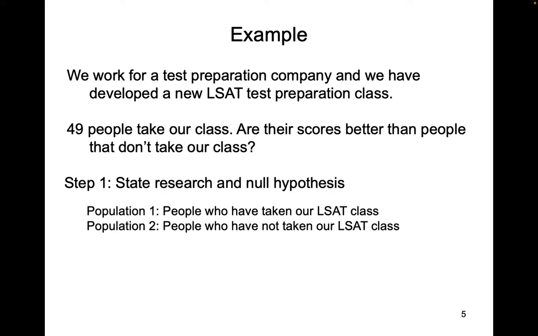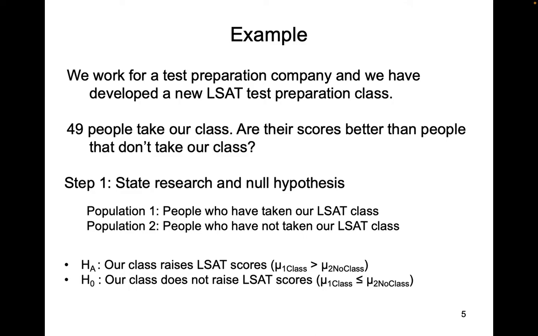Our research and our null hypotheses would be stated in terms of our populations, population 1 being people that have taken our LSAT class, and population 2, those that have not. Given our question, we want to know, are scores better if they take our class than those that don't? We'll state our research hypothesis as our class raises LSAT scores. That is, the mean of people that take our class will be higher on the test than the mean of people that don't take our class. The null hypothesis would be that our class does not raise LSAT scores, which we would state in symbols as mu1 less than or equal to mu2.